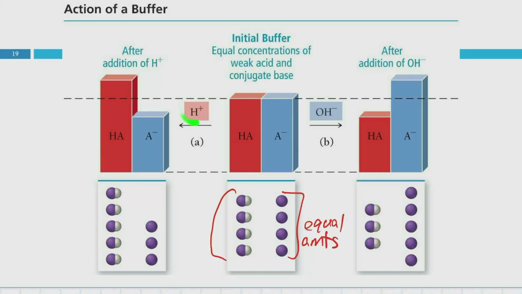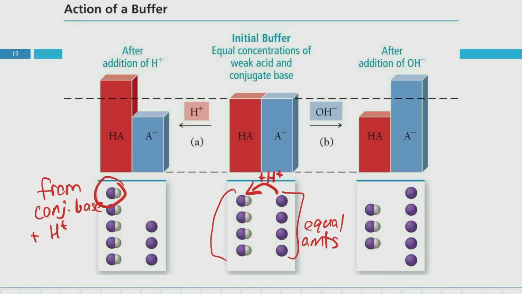If we add a little bit of acid, that's going to convert one of our conjugate bases into the weak acid. So we plopped a proton on here. So that's from the conjugate base plus an H plus from the addition of this strong acid, or whatever H plus we're adding in there.